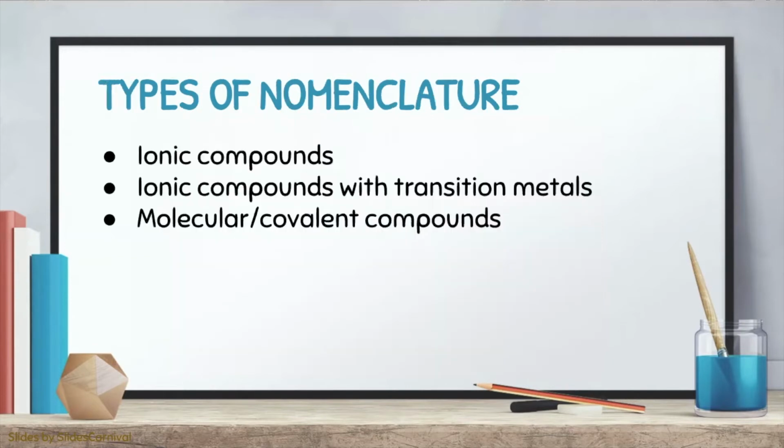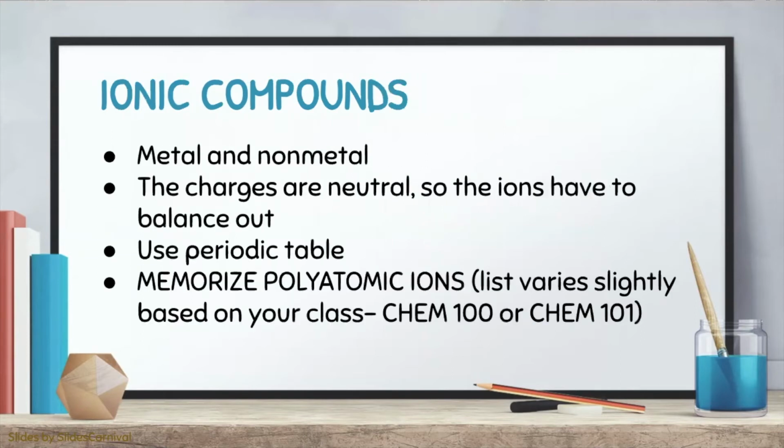There are 3 distinct types of nomenclature that you need to be familiar with. Let's start with ionic compounds. An ionic compound is the combination of a metal and a nonmetal. The trick to these problems is to balance out the charges, so you'll need to be familiar with what elements have certain charges. Additionally, you'll need to memorize the polyatomic ions and their charges. I did not attach a list of these ions, since the list that you need to memorize varies slightly depending on which chemistry class you're in. So ask your professor if you're unsure of what polyatomic ions you need to know.